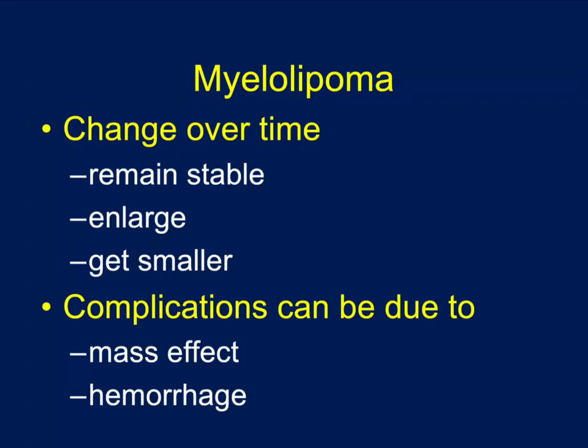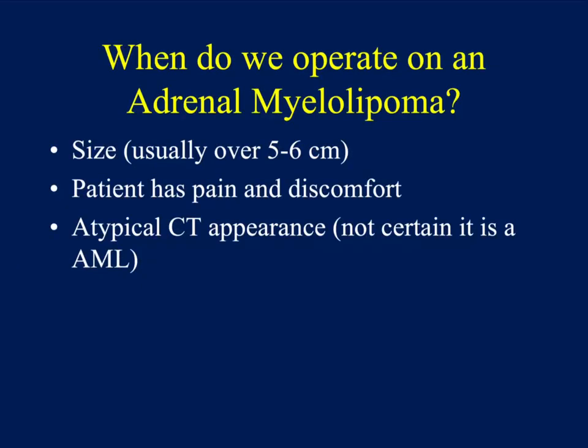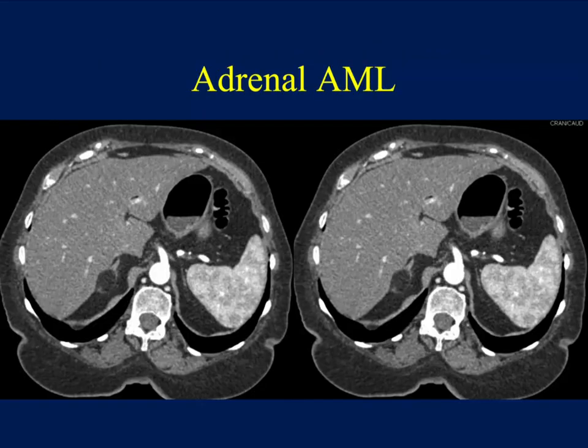Myelolipomas can grow over time. They can get smaller or they can stay the same. The biggest complication is going to be due to hemorrhage. These days, usually above 5 centimeters, you will get elective surgery. If patients are symptomatic and the lesions are smaller, they'll get elective surgery. Again, it's not because of concern for these lesions becoming malignant. It's just concern for the patient spontaneously bleeding. Myelolipomas have no pre-malignant potential.